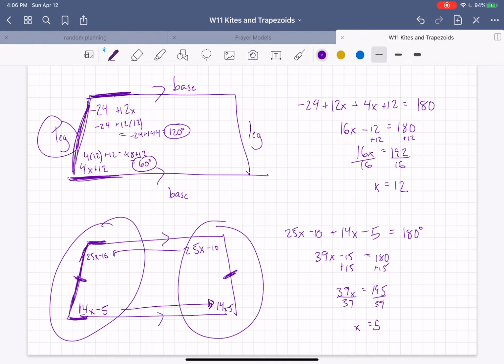And we have to plug it back in. So we do 25 times 5 minus 10, so it's 125 minus 10, so that's 115 degrees. Down here we have 14 times 5 minus 5. So we have 70 minus 5, so we have 65. And we can check our work by adding those together to see if we get 180, and we do, which means this angle is also 115 and this angle is also 65. So that's how we would find the missing angles in a trapezoid.